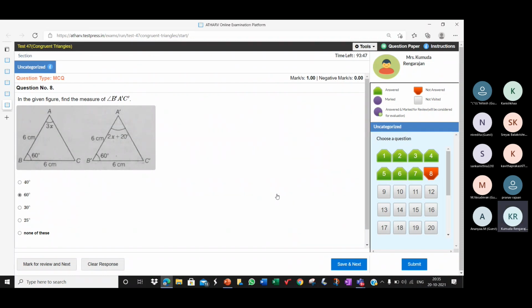So now Kanishka, continue. 3x is equal to 2x plus 20. Angle A is equal to angle A dash. So 3x is equal to 2x plus 20. On solving, you get x is equal to 20 degrees. So the measure of angle A dash will be 2x plus 20, 2 into 20 plus 20, 40 plus 20, 60 degrees.